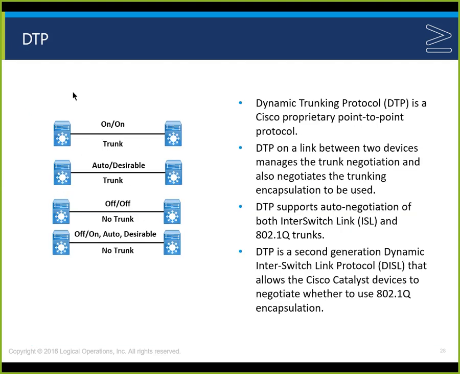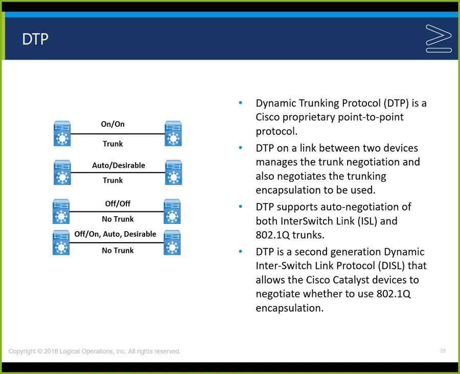Dynamic Trunking Protocol, DTP, is what we just did. On, trunk is on. Auto and desirable is a trunk. This is the same thing that we just looked at in the other one. Dynamic Trunking Protocol, Cisco proprietary, between the two devices, manages the negotiation and supports auto negotiation of both ISL and 802.1Q, if you have a switch that has ISL capability and you configure it.